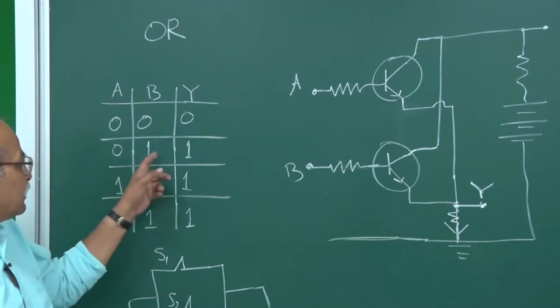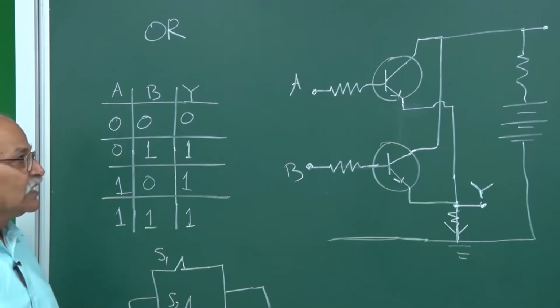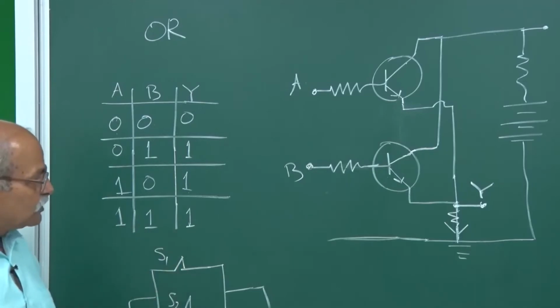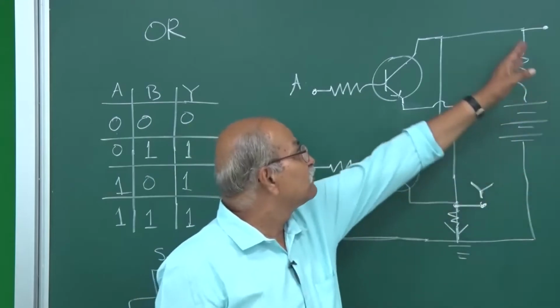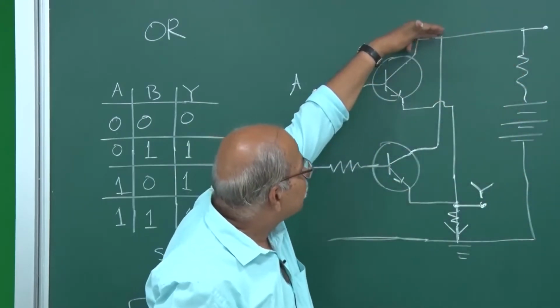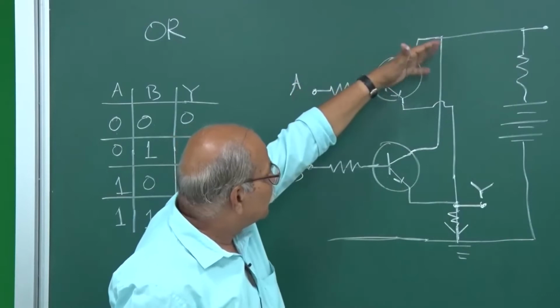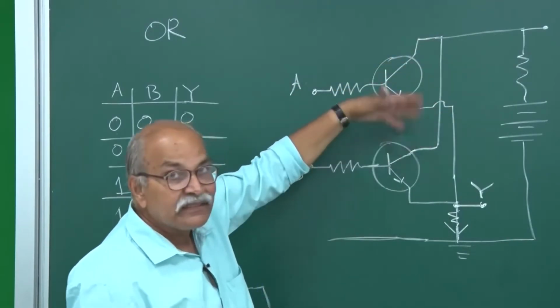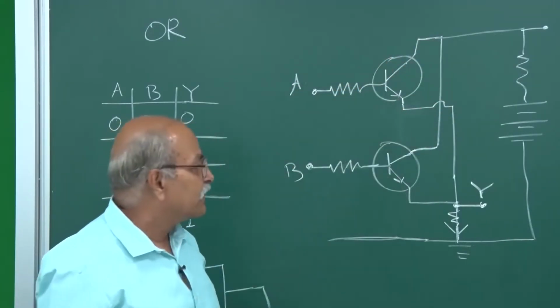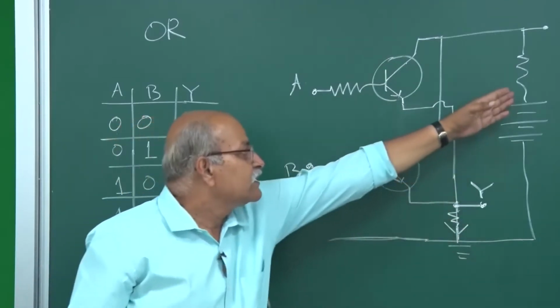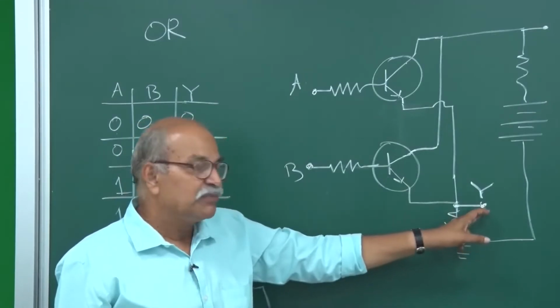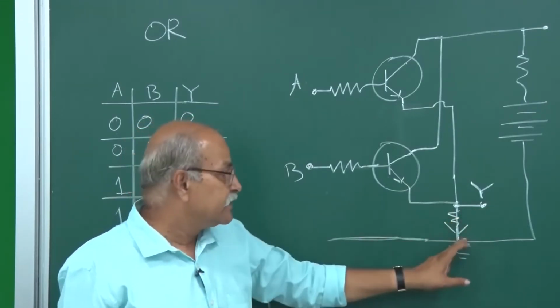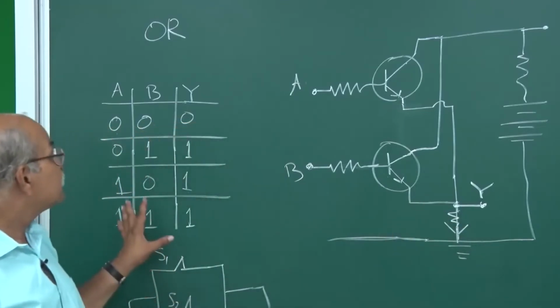So 0 1 will give you 1, and similarly 1 0 will give you 1, and 1 1 will also give you 1. If this is also conducting, this is also conducting, there will be a division of current. One current will go through this line, one current will go through this line. So that's fine, it's perfectly all right. So in both cases, you have a current here, and if you have a current here, the output here will be high. So that is OR.